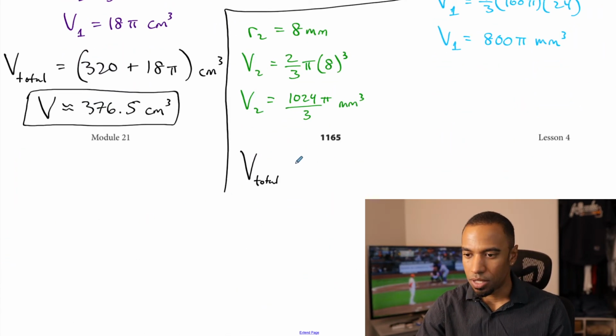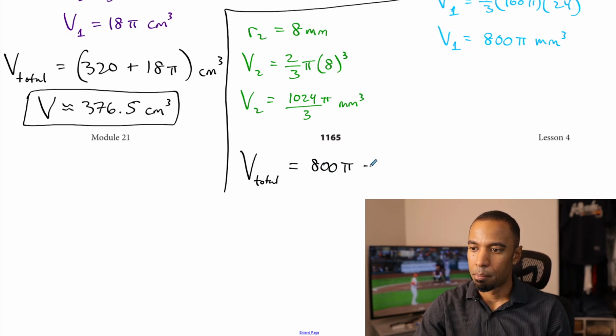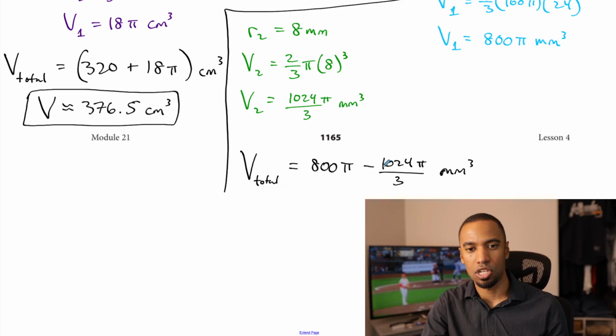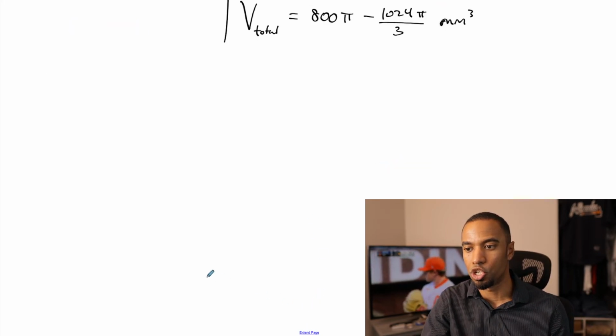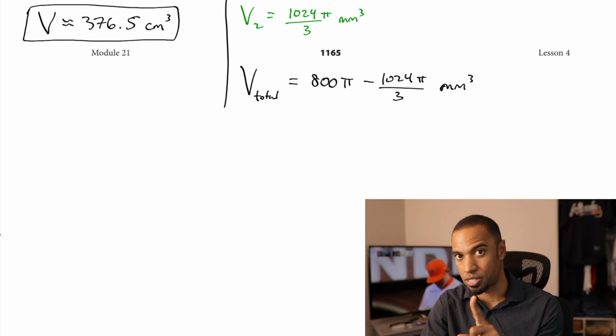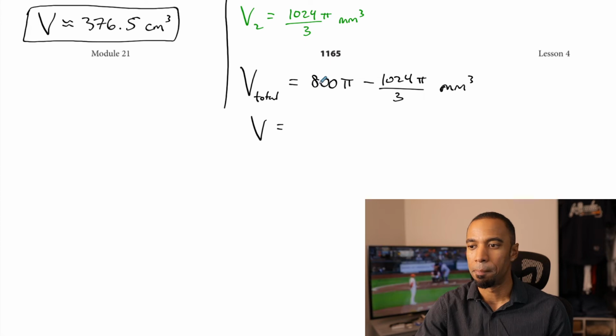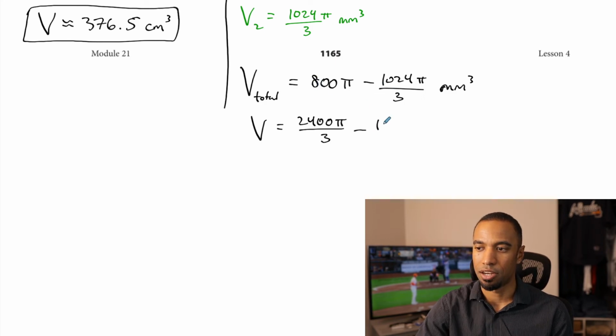The volume of the total here is going to be 800 pi minus 1,024 pi all over 3 cubic millimeters. Now, I could combine like terms and play with that. I probably will just to humor you guys. They are asking us to round to the nearest tenth, but in case they ever ask you to leave it in terms of pi, let's play with that a little bit. 800 pi is also 2400 pi all over 3. Multiply top and bottom by 3, get yourself a common denominator.